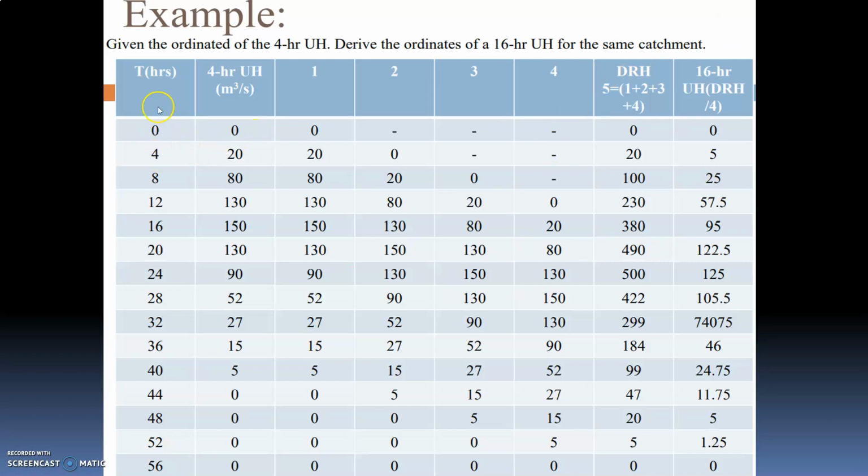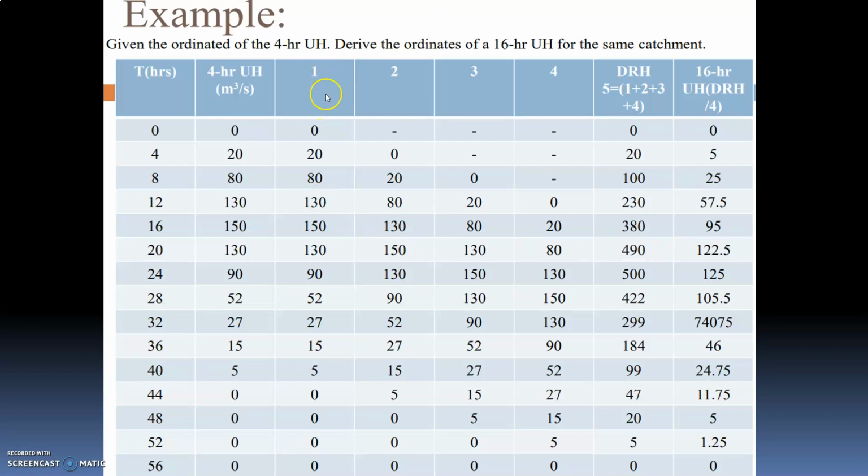Here time is given as 0 hour, 4 hour, 8 hour, 12 hour, 16 hour, 20 hour, 24 hour, 28, 32, 36 till 56 hours. And for the 4-hour unit hydrograph, the discharge is given as 0, 20, 80, 130, 150. Now you have to construct the ordinates for 16 hour. This column is for 4 hour, the next column is for 8 hour, and the next for 12 hours. 4 is already given. You have to construct for 8, 12 and 16.